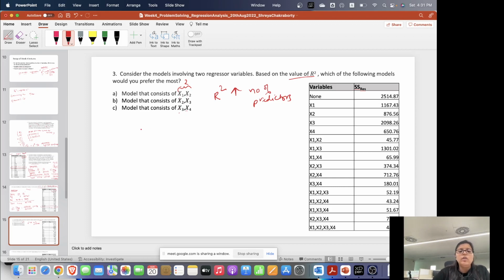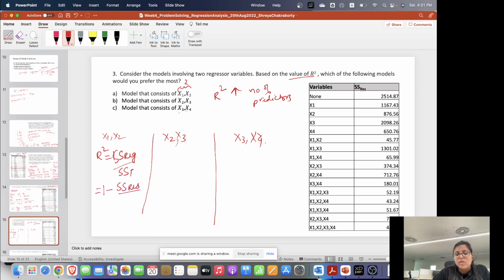So what will we do? We will just calculate the R square for each of the models. Here we have 3 models: one based on x1, x2, one on x2, x3, and one on x3, x4. R square we know is SS regression by SS total, but alternatively we can also write it as 1 minus SS residuals by SS total.